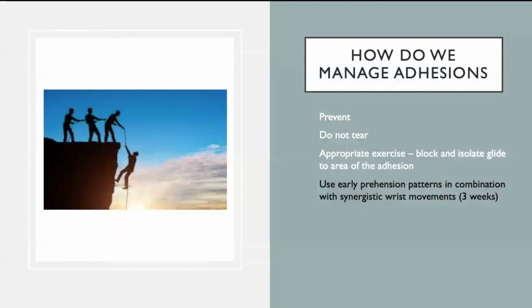Using some early prehension patterns in combination with synergistic wrist movements. From 3 weeks, we like to start them dropping out of their dorsal blocking splint with a little bit of wrist flexion and some more finger extension, and then a little bit of gentle active finger flexion as they come back into their splint. I generally don't allow them to remove their splints at home. We'll practice it with and without the splint in therapy, but at home I get them to do that in their splint.